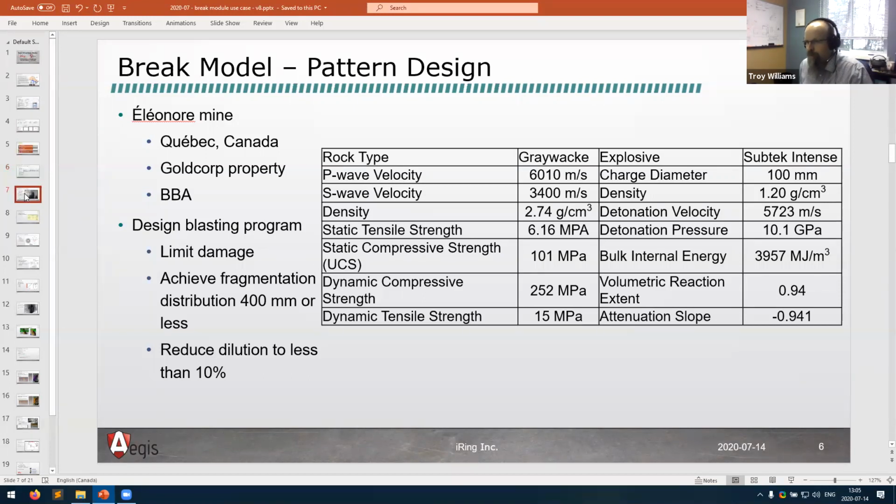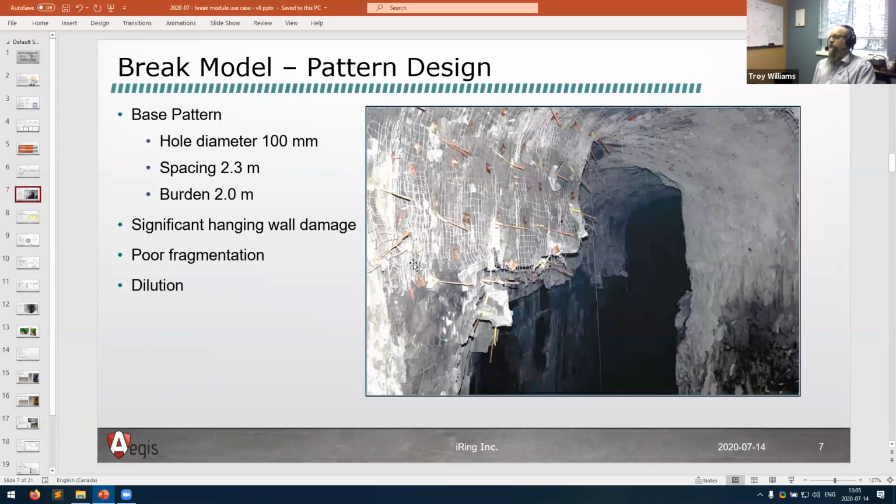So the mine was having a lot of damage issues. This is a picture of one of the stopes where they had extensive hanging wall damage. You can see all of the damage that had occurred during this blast. This isn't what the stope should look like. You can see there's damage to the support infrastructure.